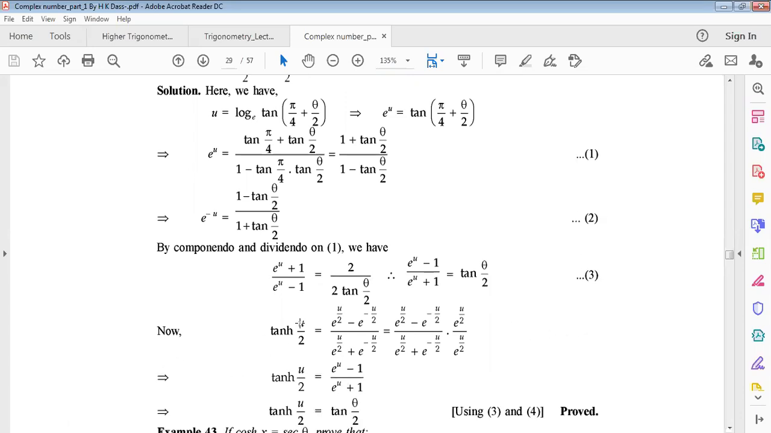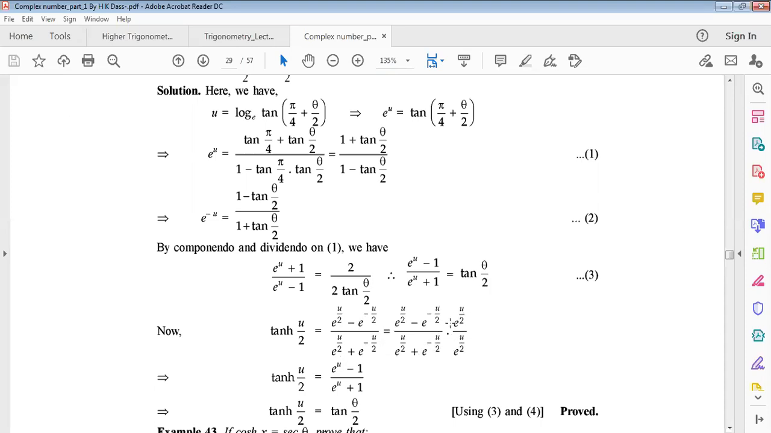Again, tan hyperbolic u by 2 equals what? Tan hyperbolic formula: tan hyperbolic x equals e to the power x minus e to the power minus x divided by e to the power x plus e to the power minus x. Just replace x with u by 2 everywhere. Now this equals e to the power u by 2 minus e to the power minus u by 2, and e to the power u by 2 plus e to the power minus u by 2.